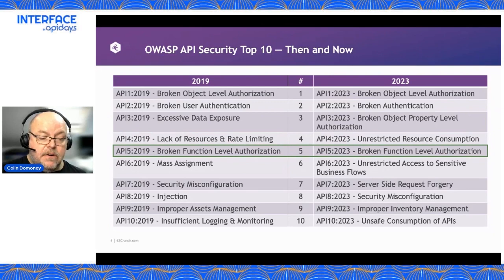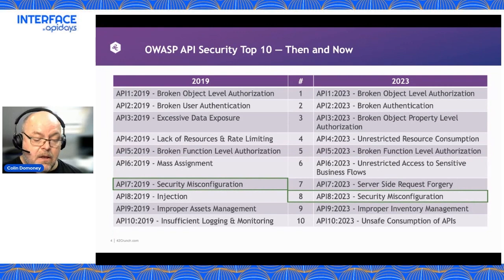Broken function level authorization. This is the corollary of BOLA. Where BOLA is about broken access to an object, in other words, to a data object, BFLA, broken function level authorization, is when a client can access an API endpoint and do an operation that it shouldn't be allowed. So this is like being able to delete data, which it shouldn't have access to, or being able to execute admin functions. Security misconfiguration is a pretty broad catch-all that covers any number of ways that you can misconfigure your API.